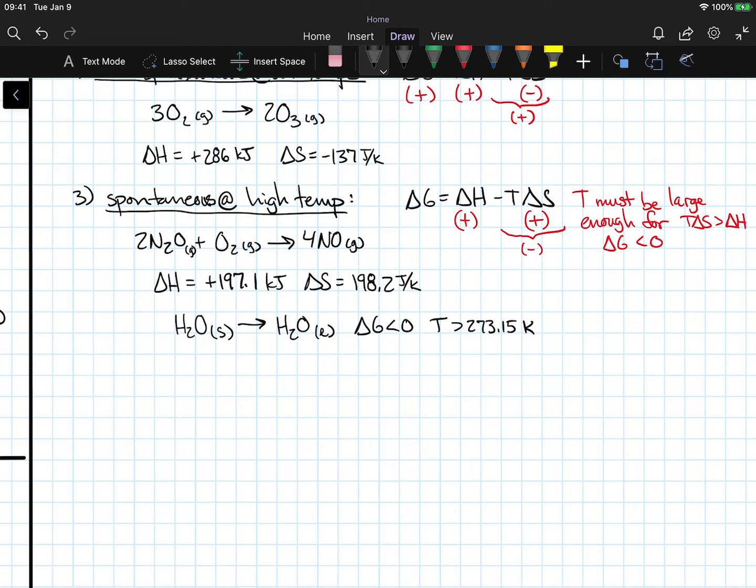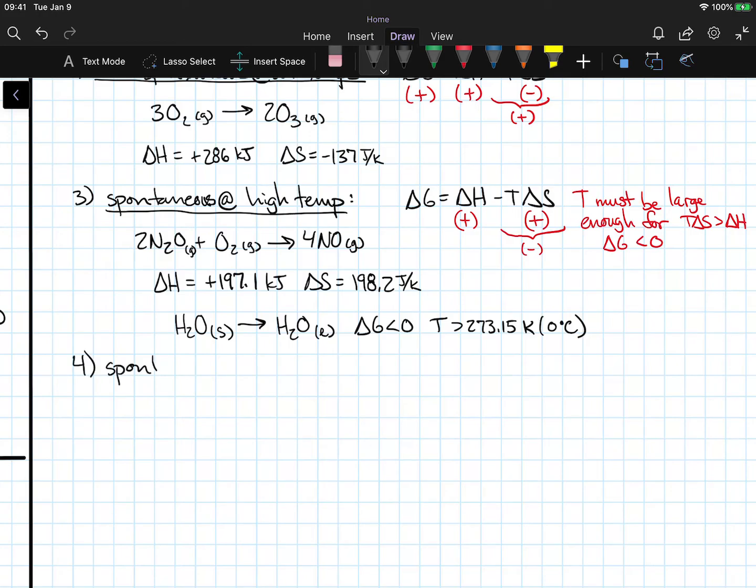We would be very surprised to watch ice melt when it's less than 0 degrees Celsius. If we were standing outside and it's negative 20 degrees Celsius, and we watched a block of ice melt, we would be very surprised that it would just be happening spontaneously, because it's too cold for that to happen. This only becomes spontaneous above a certain temperature. For the case of water, that becomes 0 degrees Celsius.